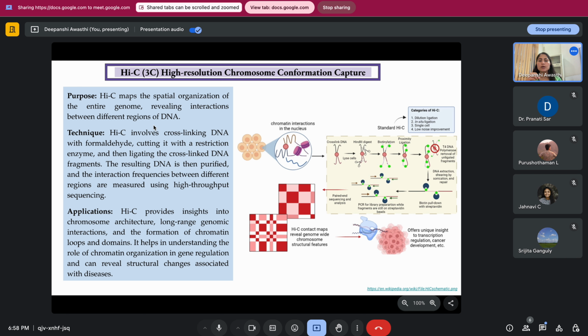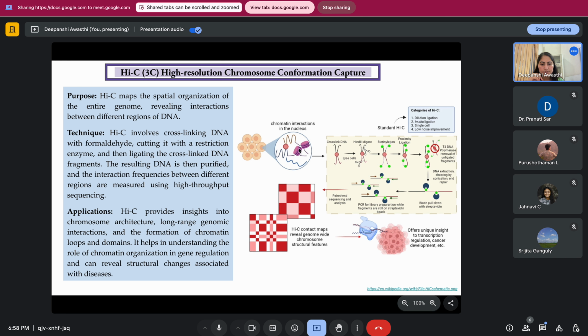It will help you to identify the spatial organization of your genome, that is, how the genes are organized. In this technique, you will cross-link the DNA with formaldehyde and cut it with restriction enzymes. On the right side, if you see this figure, they have looked into the chromatin interactions in the nucleus. These are multiple cells. They are focusing on a single nucleus.